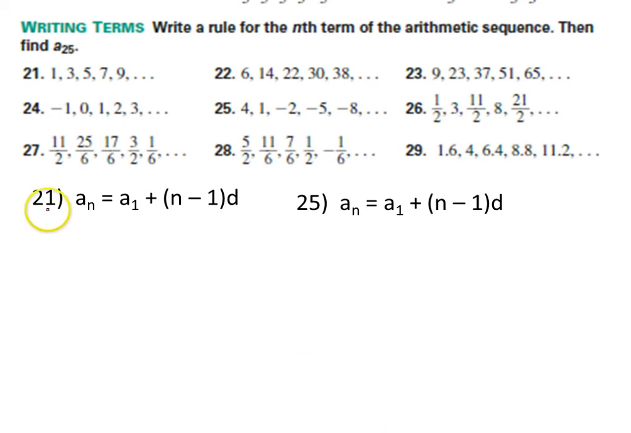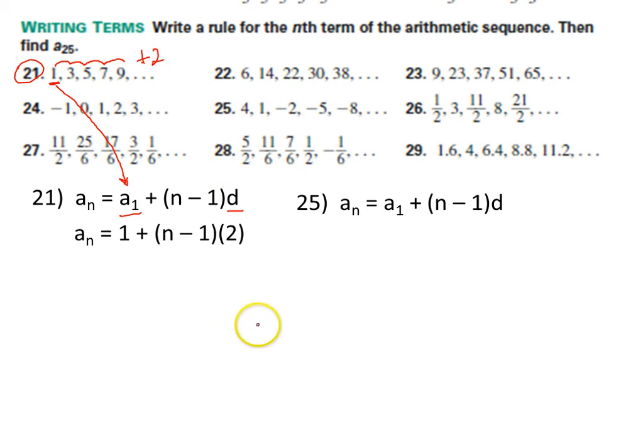Now, a couple examples. 21. What do we say we need? We need a sub 1 and we need d. A sub 1 is where we start, our first term. So a sub 1 is 1. And then d, what's our difference? 1 to 3 to 5 to 7 to 9. So what's our difference? Plus 2.